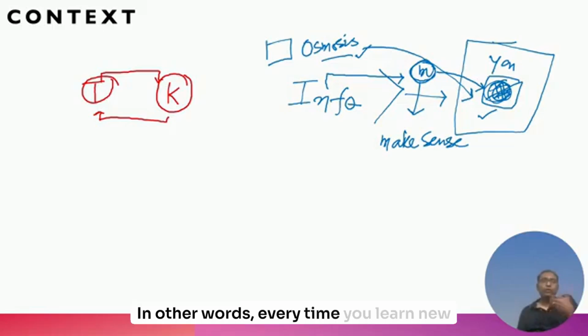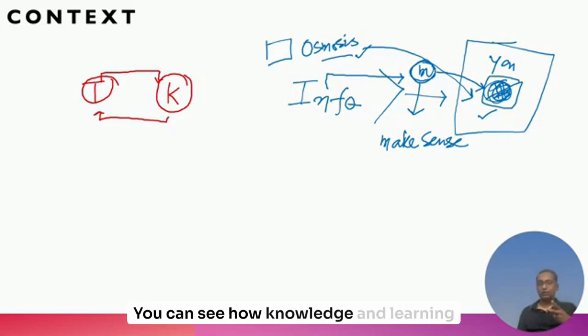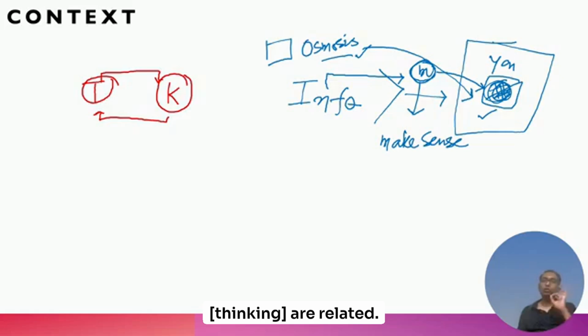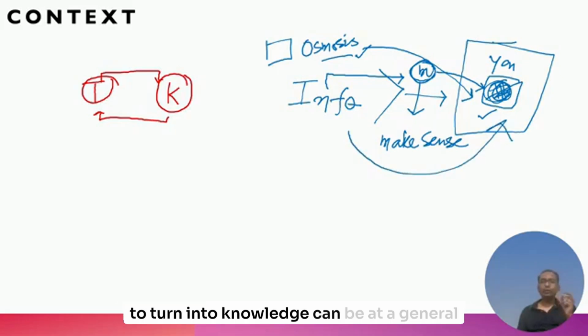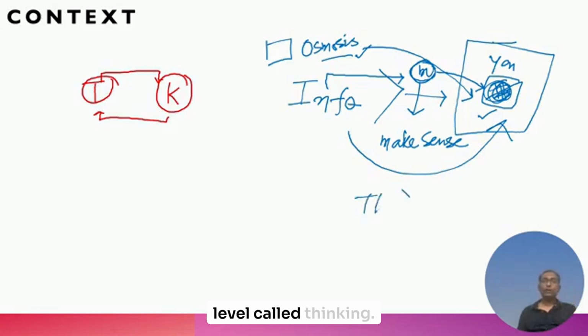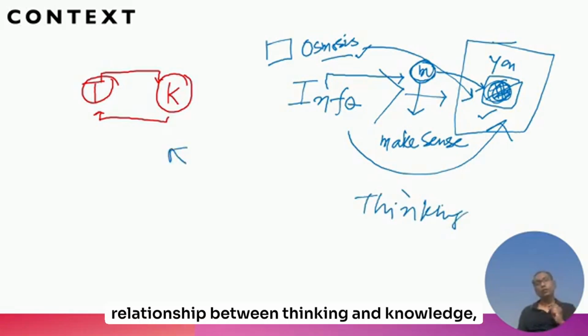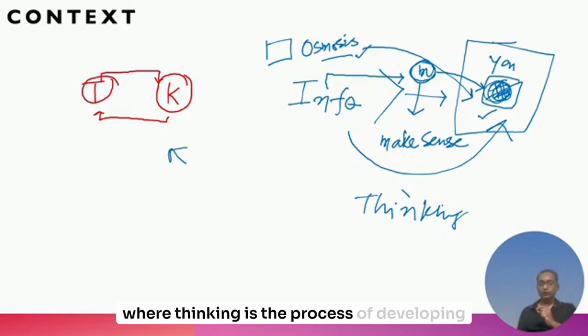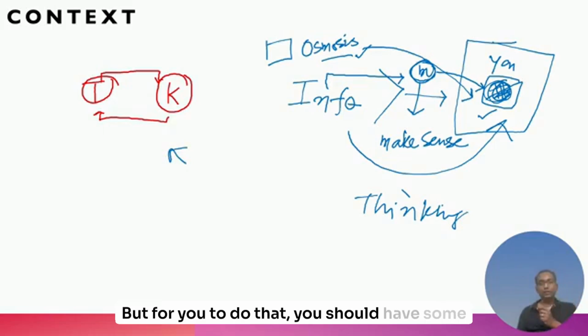In other words, every time you learn new information, your knowledge base gets updated. But in order for you to learn the new information, you have to use knowledge. You can see how knowledge and learning are related. In general, making sense of new information to turn into knowledge can be at a general level called thinking. So now you understand the dynamic relationship between thinking and knowledge, where thinking is the process of developing knowledge from the information. But for you to do that, you should have some knowledge base.